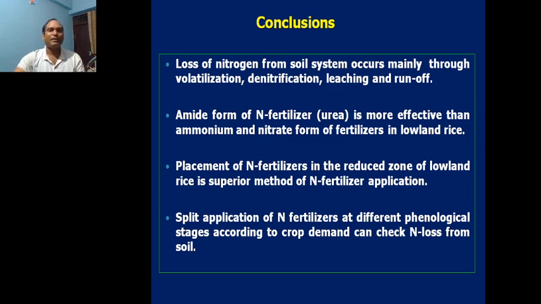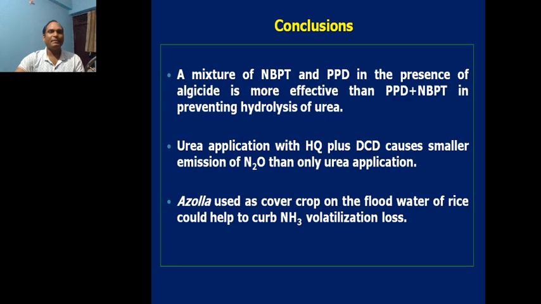Split application of nitrogen fertilizers at different phenological stages according to crop demand can check nitrogen loss from soil. A mixture of NBPT, PPD, N-butyl phosphorotriamide, and phenylphosphorodiamidate in the presence of an algicide is more effective than simple PPD plus NBPT in preventing hydrolysis of urea. Urea application with hydroquinone plus dicyandiamide causes smaller emission of nitrous oxide than all urea applications, and a cover crop on the floodwater of rice would help to cut ammonia fertilization loss.